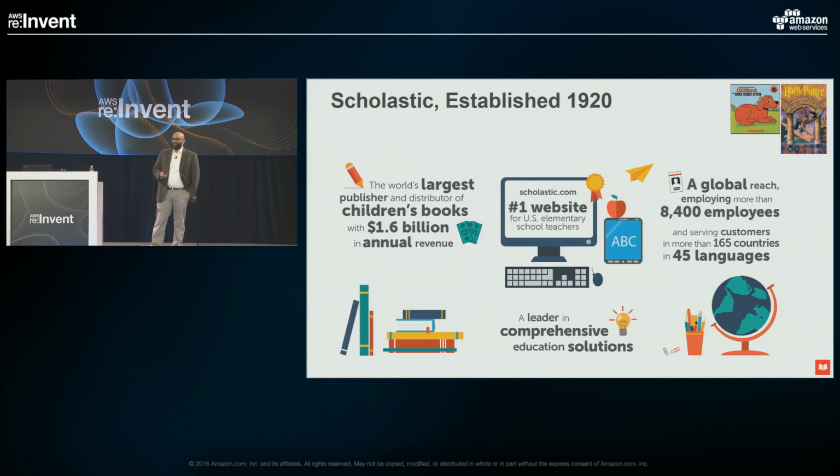We're a bookseller, basically. So what I want to talk about is some of the things that people commonly are not aware of. And the first thing that tends to surprise people is that this company was founded in 1920. So this is a 96-year-old company. And if you think about all the changes that have happened in the world since then, that's pretty remarkable. This company started from a single magazine that was hand-delivered to a school to now being the world's largest publisher and distributor of children's literature.